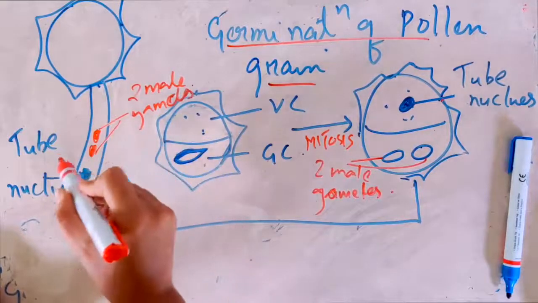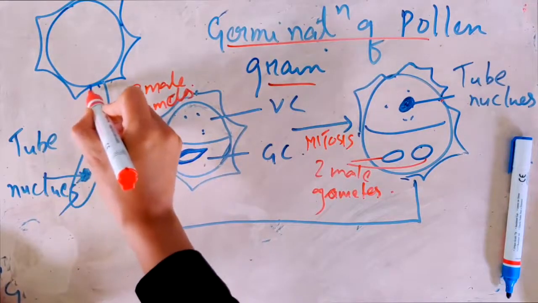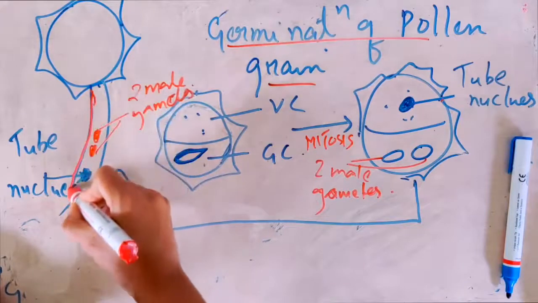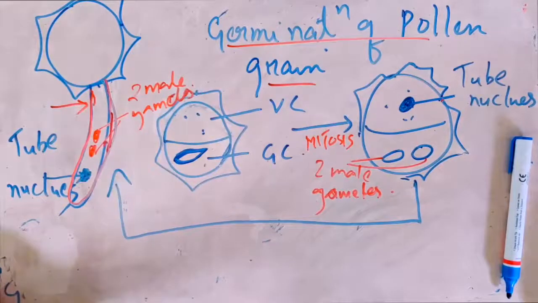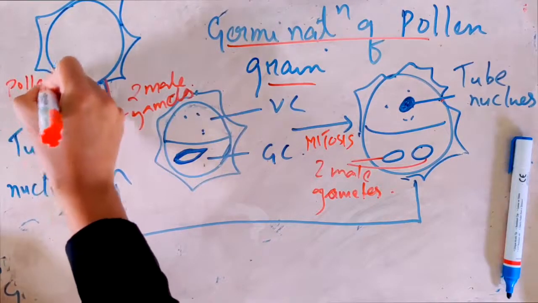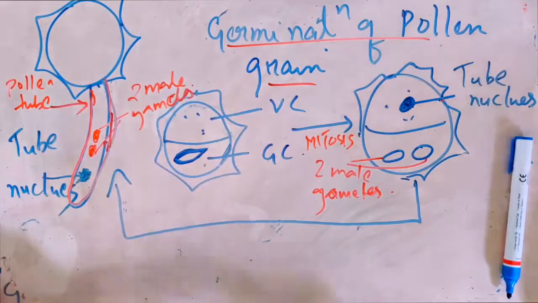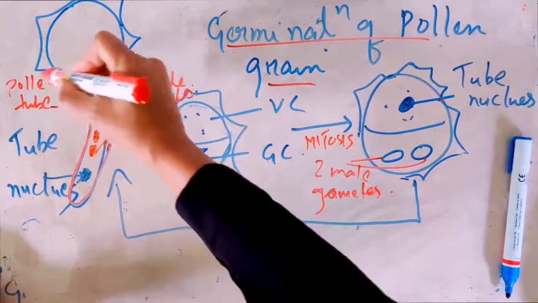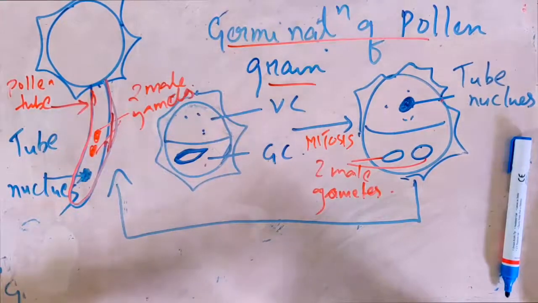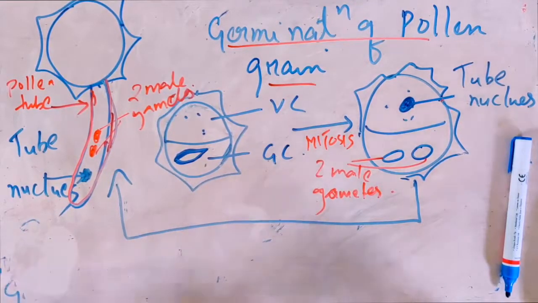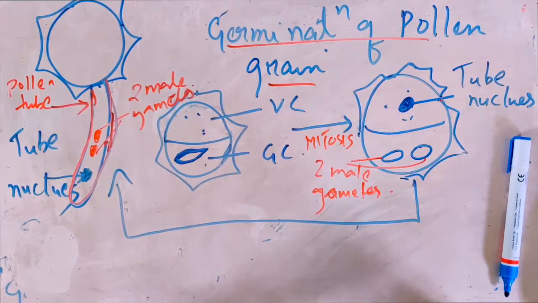Okay, this is the pollen tube. I forgot to write down this long one. This is what? Pollen tube. Okay, the pollen tube in general comes from the intine. Alright, so pollen tube, two male gametes, tube nucleus, vegetative nucleus. This is the germination of what? Pollen grain.